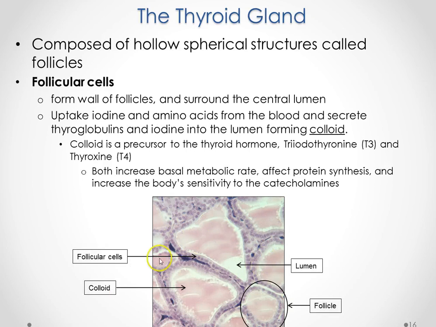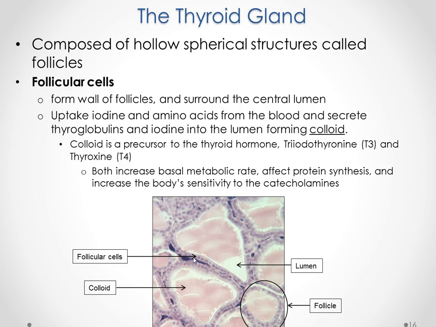This is a picture of the thyroid glands under a microscope. What you're going to see in the thyroid gland are these hollow spherical structures called follicles. So each one of these weird shaped circles is a follicle, and these follicles are going to be outlined by cells called follicular cells. So each one of these individual cells that make up that follicle is a follicular cell. Those cells are going to surround a central cavity called a lumen. The lumen is that white space in the middle of this follicle.